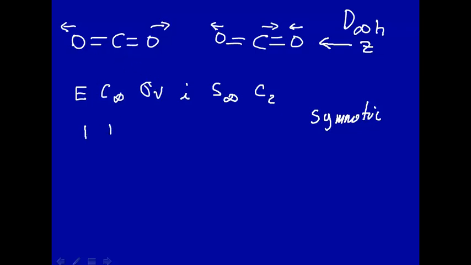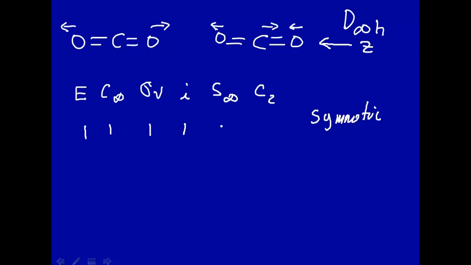Sigma v, that's a plane containing the principal rotation axis, and we see there's a plane coming out towards you, for example. Of course there's an infinite number of them, but let's look at this one. The direction of the arrows doesn't change in reflection there, so that'd be a 1. There's an inversion center right there in the middle, so if we invert this, that arrow will point that way, that arrow will point that way, no change in the direction of arrows, so this will be a 1 here.